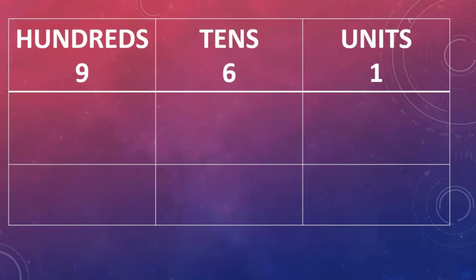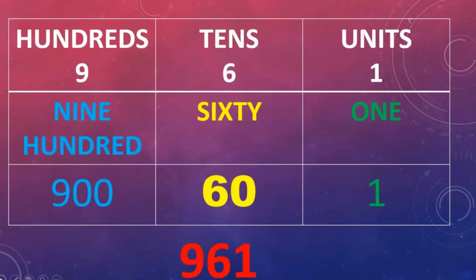Now let's have a look at this one. In this example, we have 9 hundreds, 6 tens, and 1 unit, which in our earlier examples in the video was 9 shopping bags, 6 egg cartons, and 1 egg. Yes, 961.